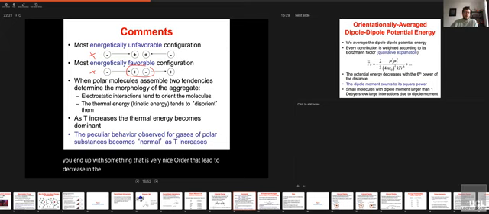So the result of that is that whenever you have molecules that have a strong dipole moment, they will show differences compared to common substances at low temperature, but that as you heat them up, their behavior is going to be more and more similar to what happens for the most common substances.